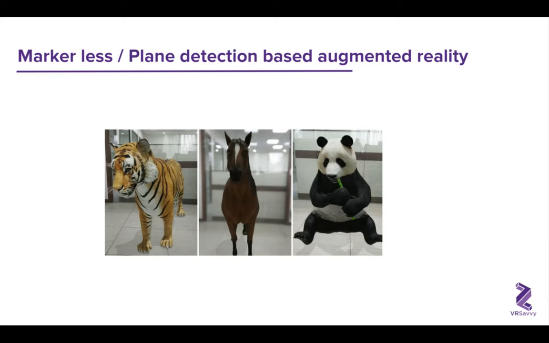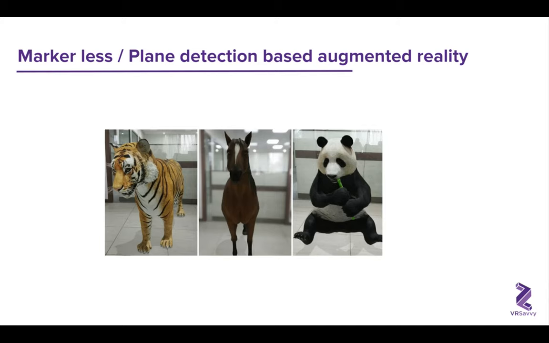The thing I thought of addressing is markerless plane detection-based augmented reality. Sorry for the interruption. It is a thing where we can detect a vertical as well as a horizontal plane. For example, consider you have a wall and you want to change the color of the wall. We can have vertical plane detection and horizontal plane detection.